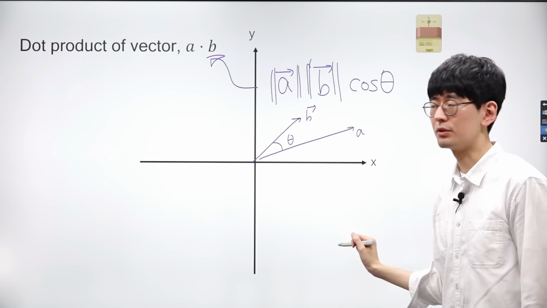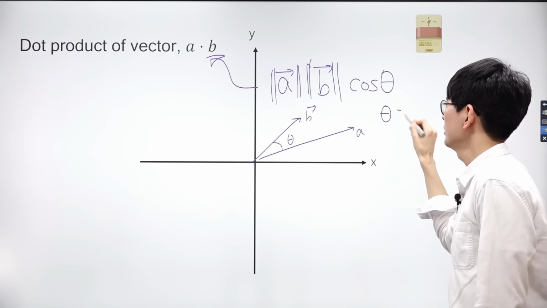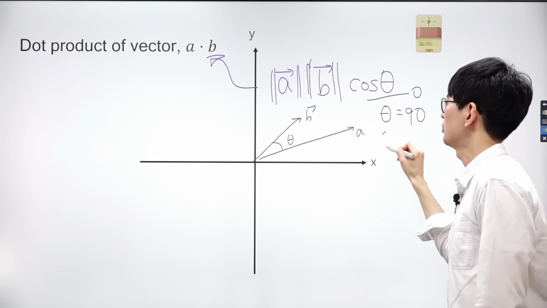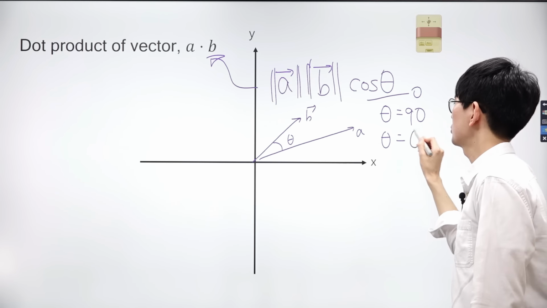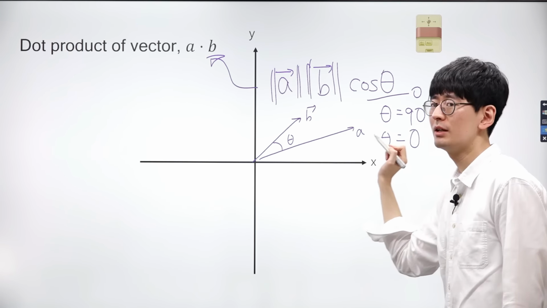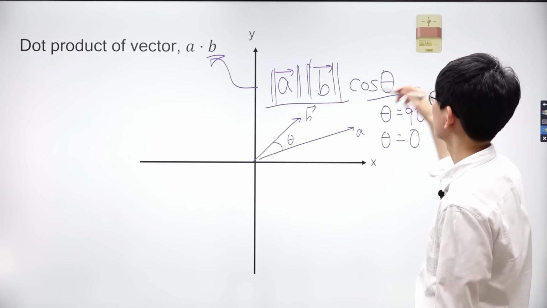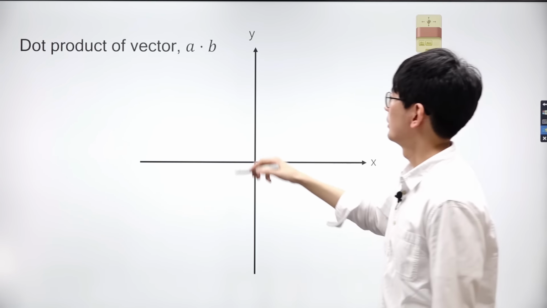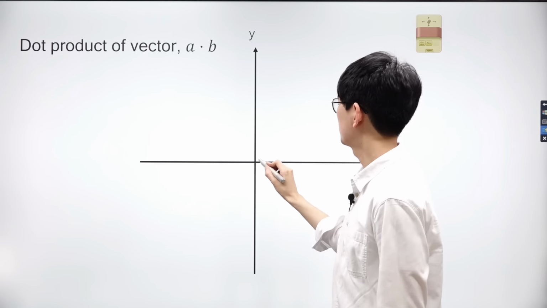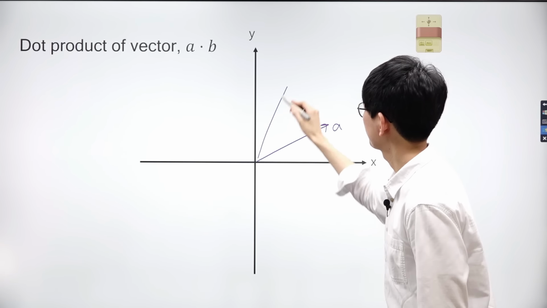When the angle theta between the vectors is 90 degrees, they are perpendicular and cosine theta equals 0. Consequently, the dot product also becomes 0. Conversely, when the angle theta between the vectors is 0, cosine theta equals 1, resulting in the dot product being the product of the length of the vectors. Hence, the dot product can be defined using the length of vectors and the angle between them.